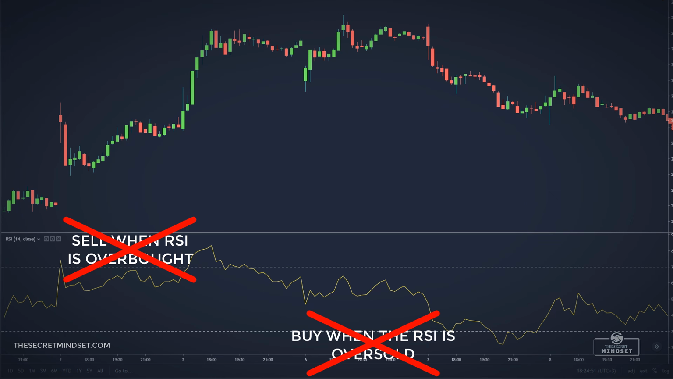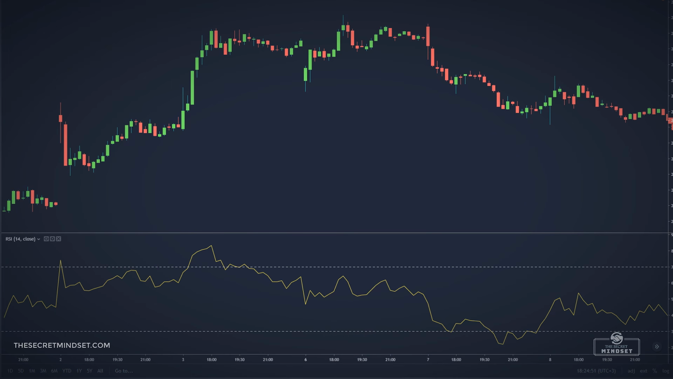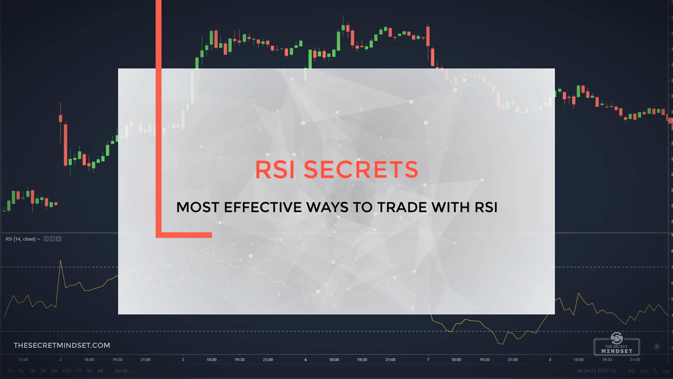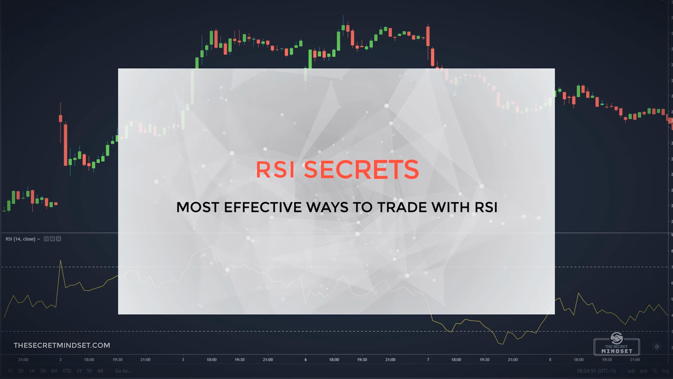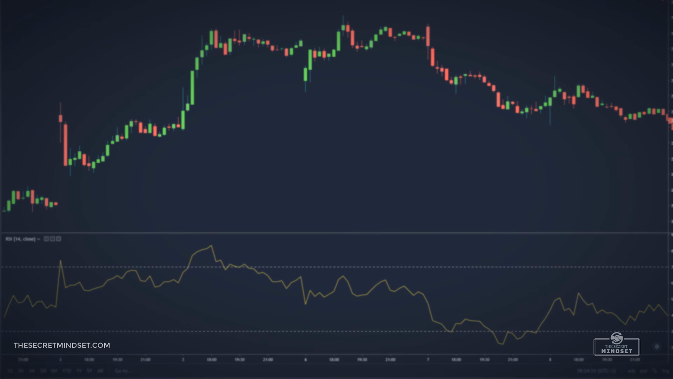There's a lot more about the RSI besides the overbought and oversold levels, and in the following minutes I'll show you everything you must know about the RSI, how to correctly trade with it, and how to avoid bad signals so you don't get stuck in overbought or oversold territory for weeks or months.